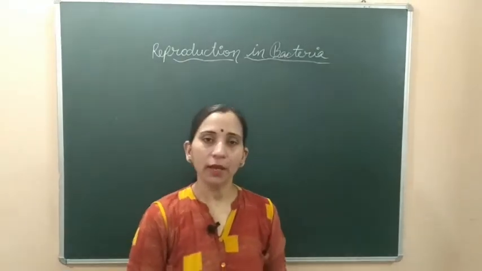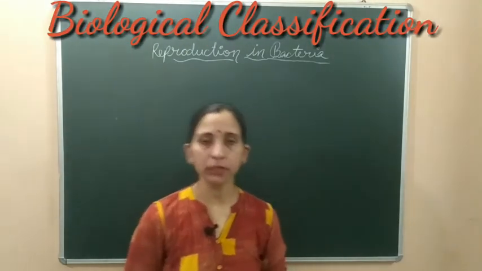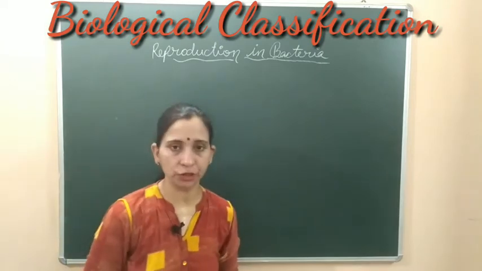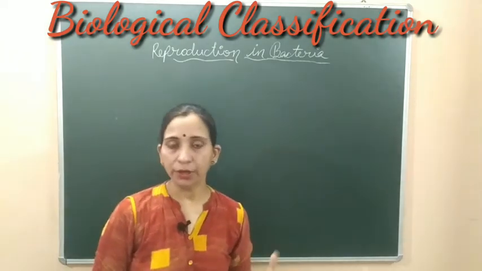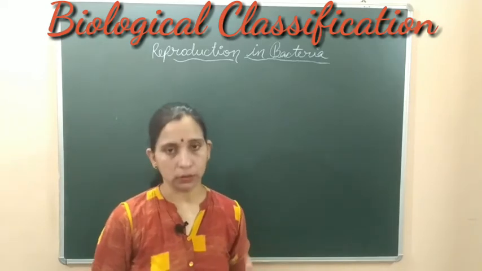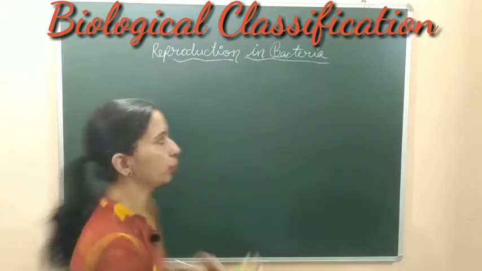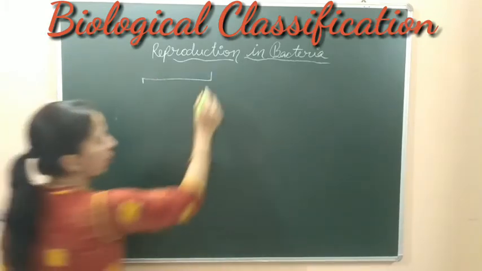Hello students, in this video we'll discuss the next process related to bacteria, which is reproduction. So let's start with reproduction in bacteria. When we talk about reproduction in bacteria, they can reproduce in two ways. First is asexual reproduction and another is sexual reproduction. So we can find two types of reproduction in the case of bacteria.